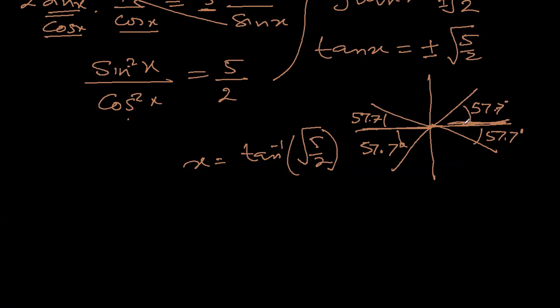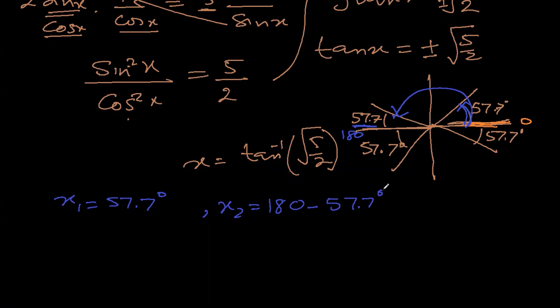Okay, let's write the first answer. First answer, we always start from 0. So the first answer will be this one, which is 57.7 degrees itself. Second, to the next line. This one is 57.7 less than 180. So x2 is 180 minus 57.7 degrees, which is 122.3 degrees.